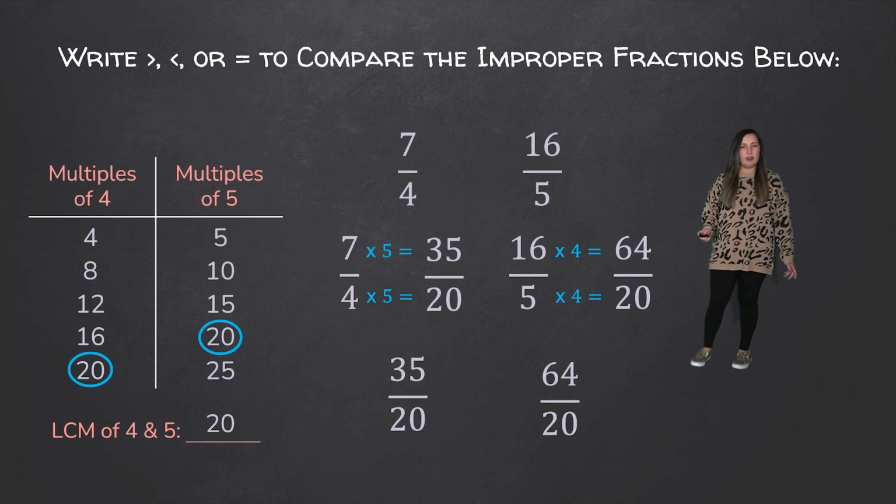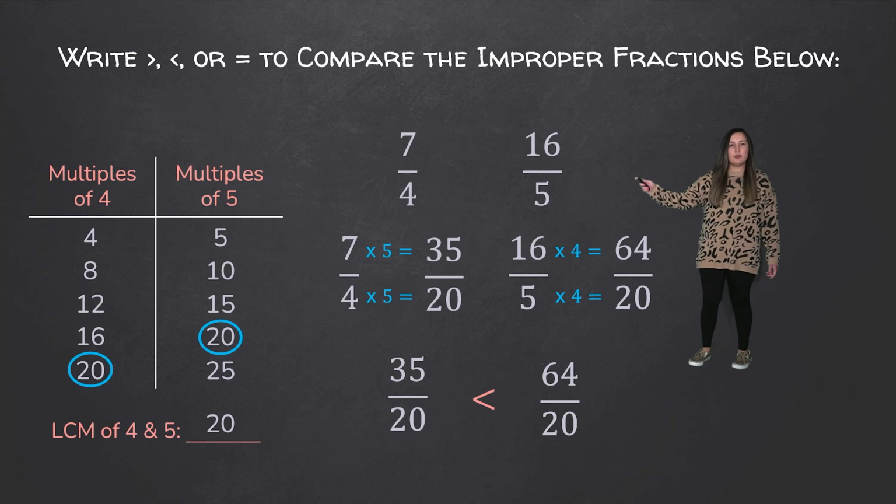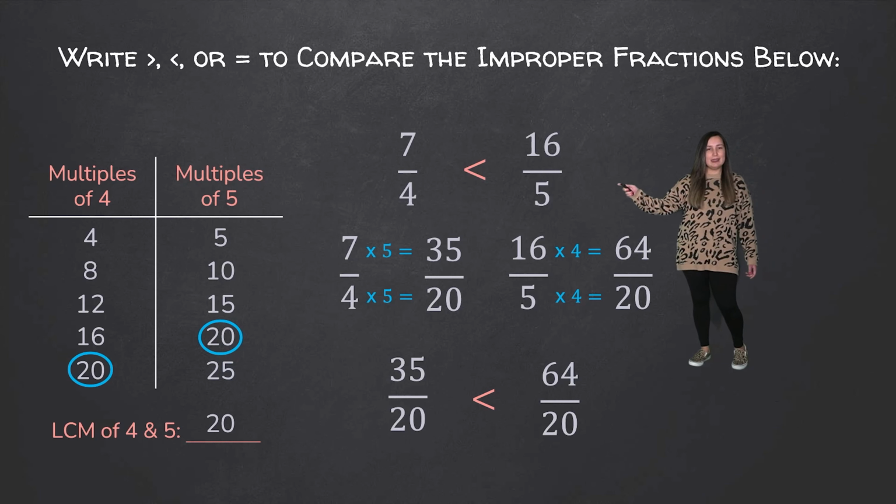So we have 35 over 20 and 64 over 20, and 35 over 20 is less than 64 over 20, which means that 7 over 4 is less than 16 over 5.